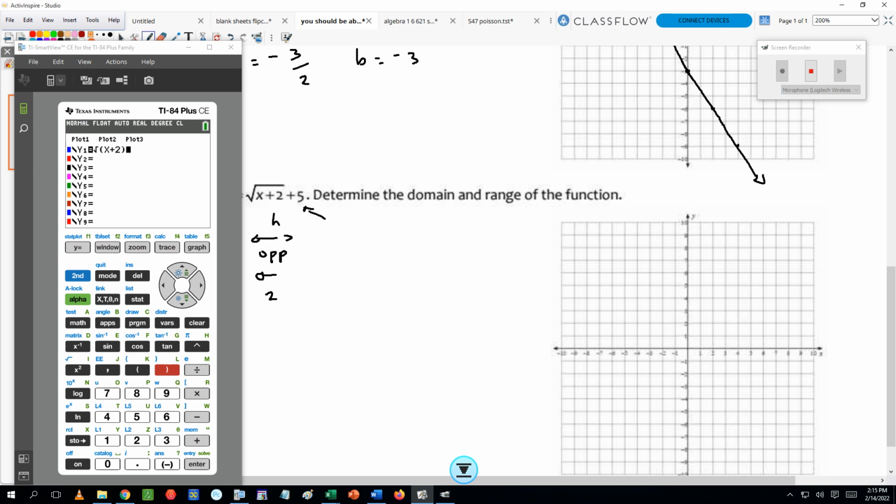This is a k value. K values move your graph up and down exactly what you see. So your graph is going to be moving up 5 places. You'll see that when you graph it with the technology. +5 and graph.